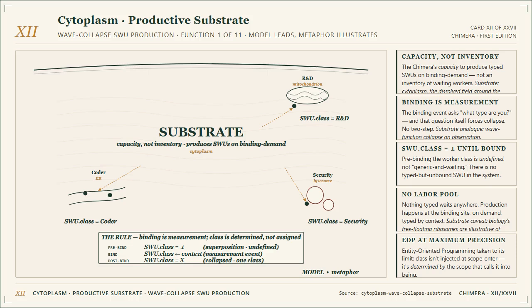Card 12, Cytoplasm, productive substrate. The model leads with the substrate. Before any function does any work, there has to be capacity to produce workers. That capacity is the cytoplasm, the cell's first.